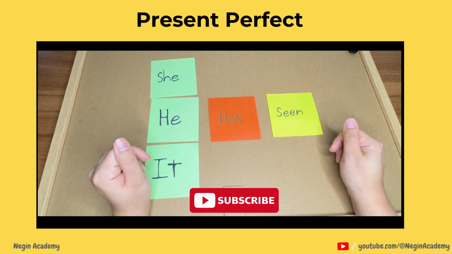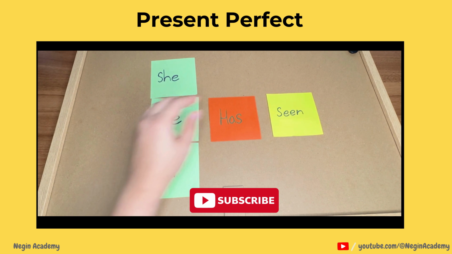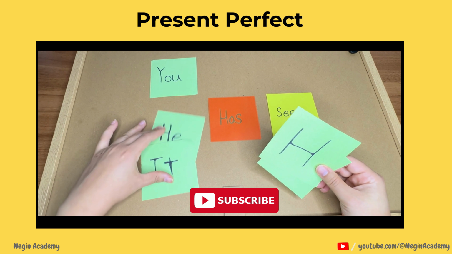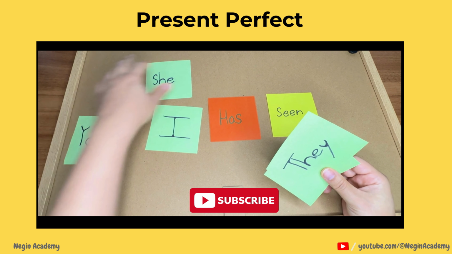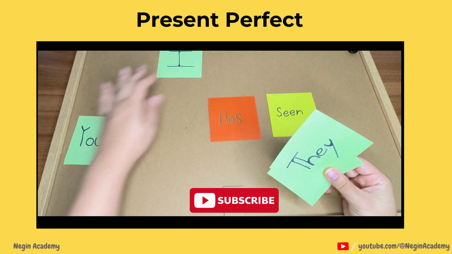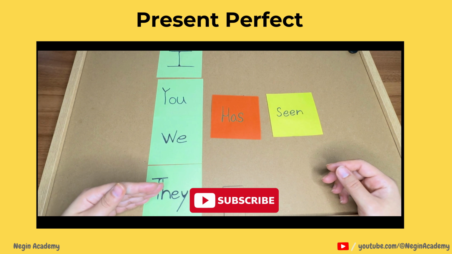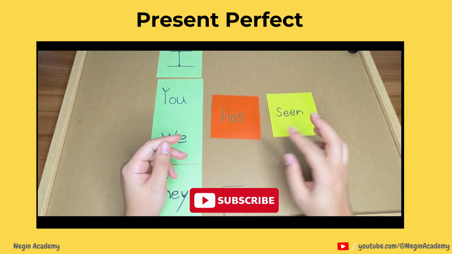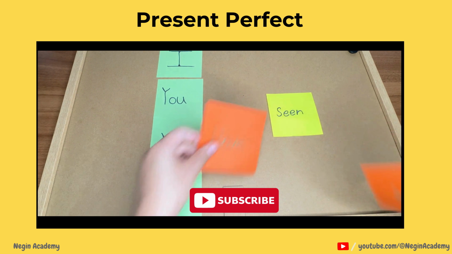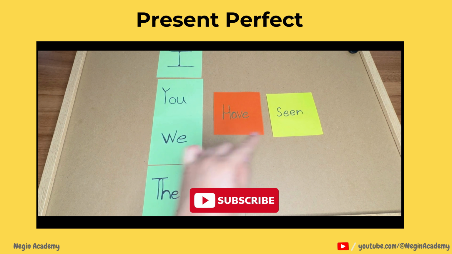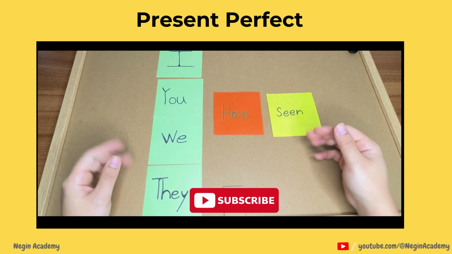But whenever we want to use other subjects instead of third person singular ones, like for example the subject you, or the subject I, let me put them in order. I, you, we, and they. For all these four subjects, what kind of auxiliary should we use? Do you know about it? Perfect, excellent. The only auxiliary that can be used is have. I have seen, you have seen, we have seen, and they have seen. Perfect. These are all present perfect examples.